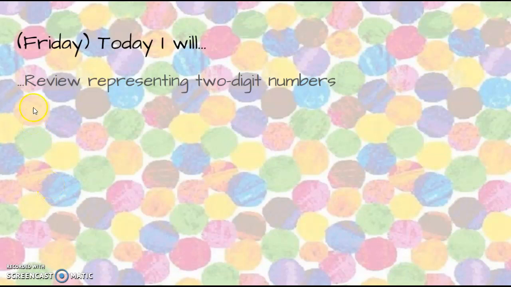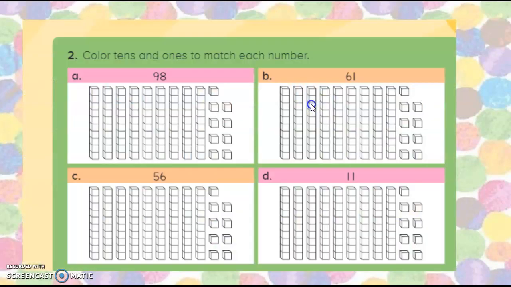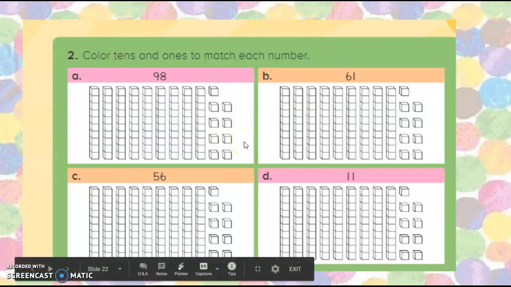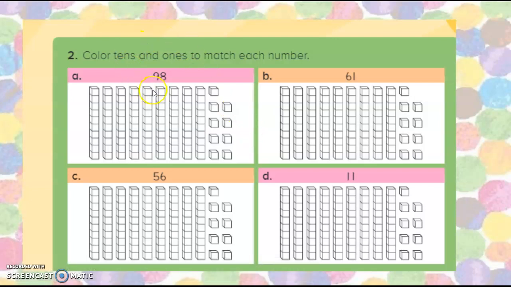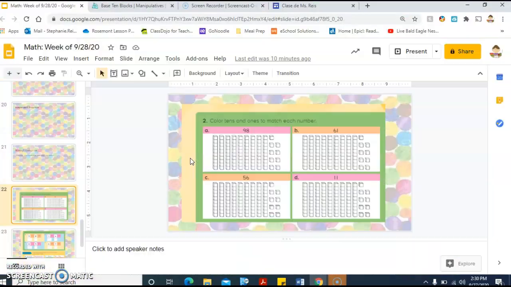Okay, so today we are going to review representing two-digit numbers. So this is just like what we saw yesterday. It says color tens and ones to match each number. So it has the number already written out in number form, not in word form. So we have it in the number form, not word form, so that's easy. That gets rid of a step for us. We're going to think, how many tens and how many ones am I going to color or create to represent this number? So I'm going to show you on my screen.